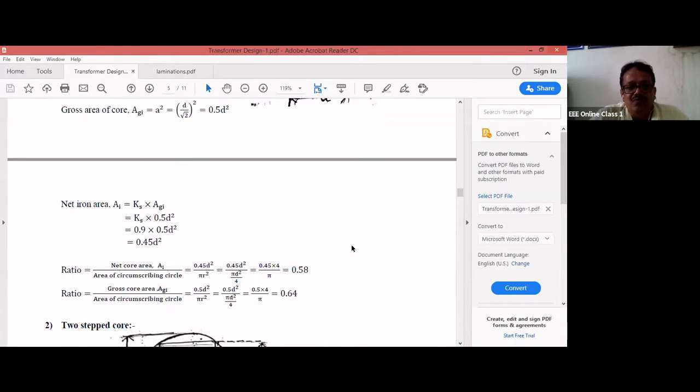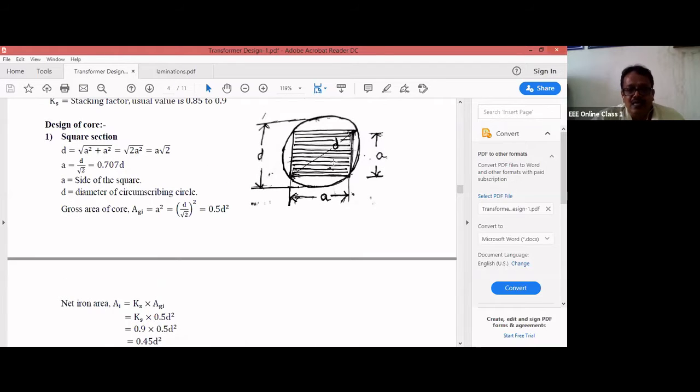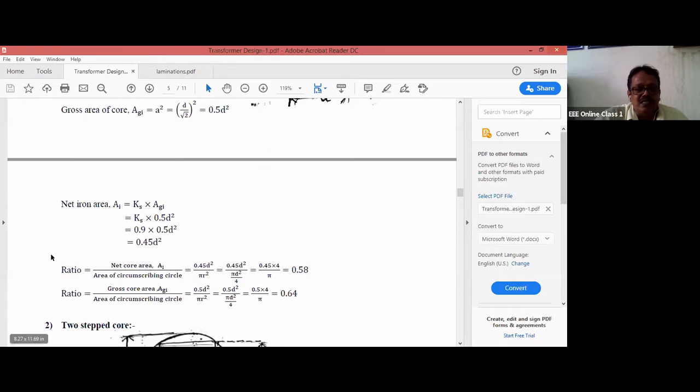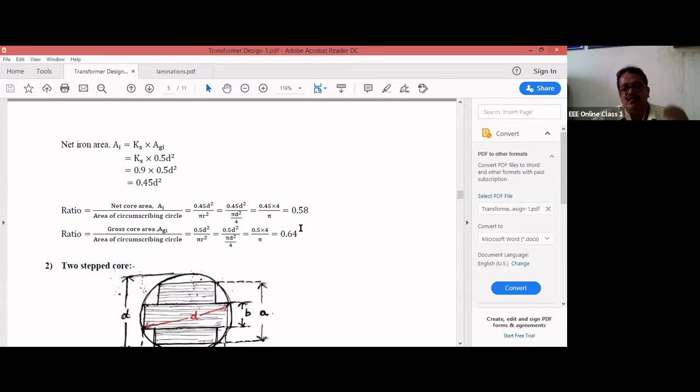Square core means what you are going to find out? You are going to find out the gross core area, the net iron area, the ratio of AI and area of circumscribing circle, and one more ratio. We are going to use these things in solving problems. That is the analysis of a square core section.